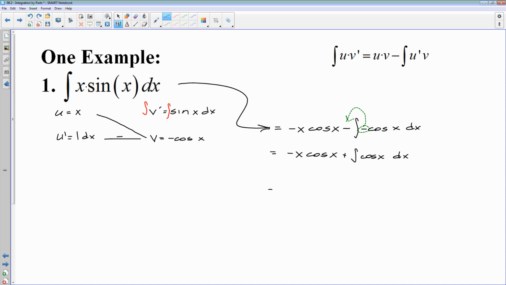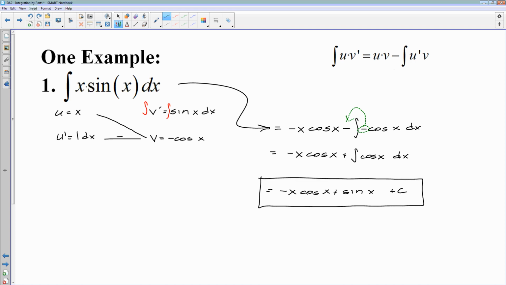So I'll bring everything else down. Negative x cosine x plus, and that antiderivative is sine x. And we have to remember plus some constant. So there is our answer for this one. Good. So you pick a u, you pick a v prime, and then you find u prime, you find the antiderivative of this one, and then you plug into your formula for integration by parts.